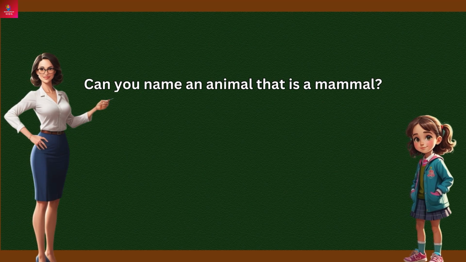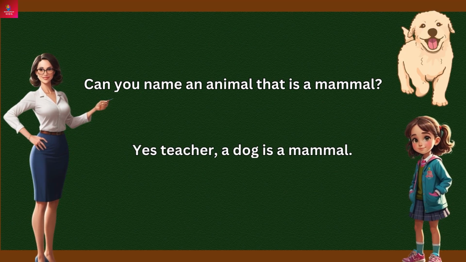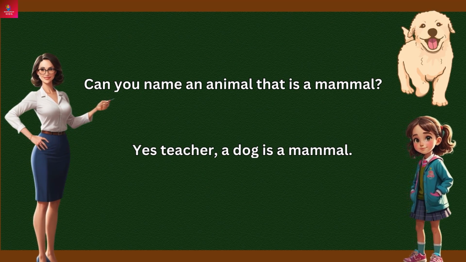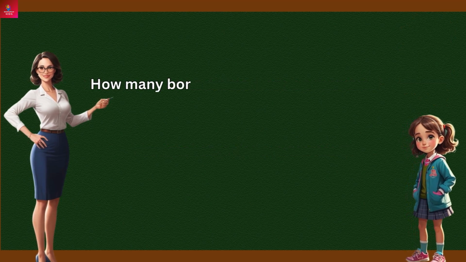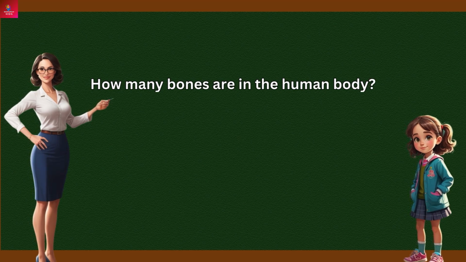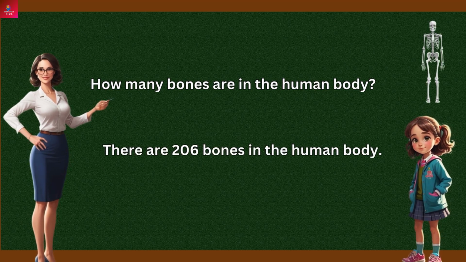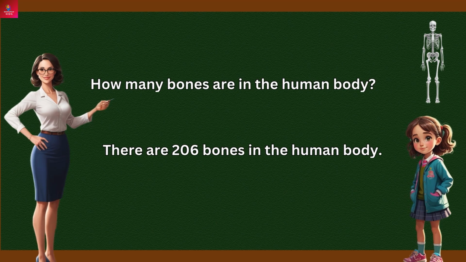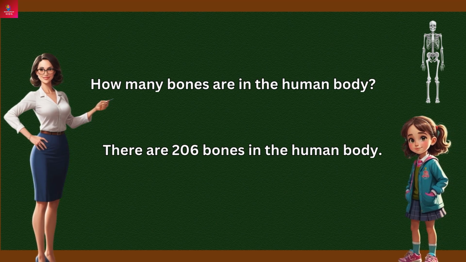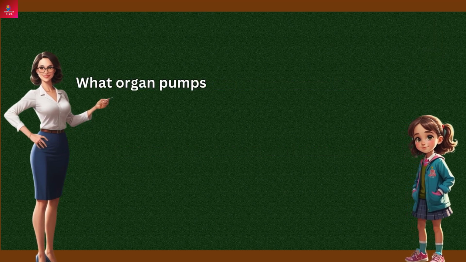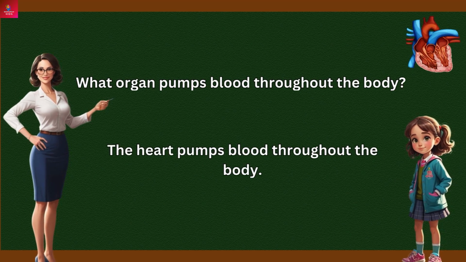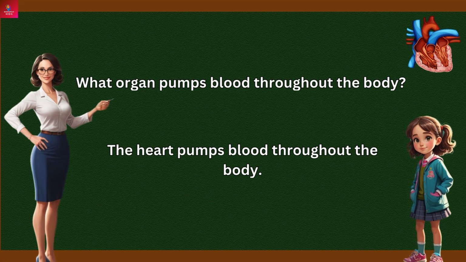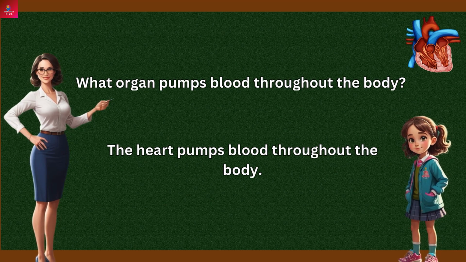Can you name an animal that is a mammal? Yes, teacher. A dog is a mammal. How many bones are in the human body? There are 206 bones in the human body. What organ pumps blood throughout the body? The heart pumps blood throughout the body.